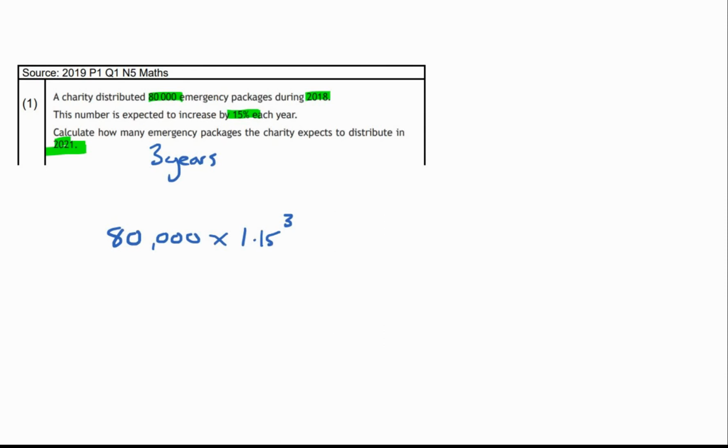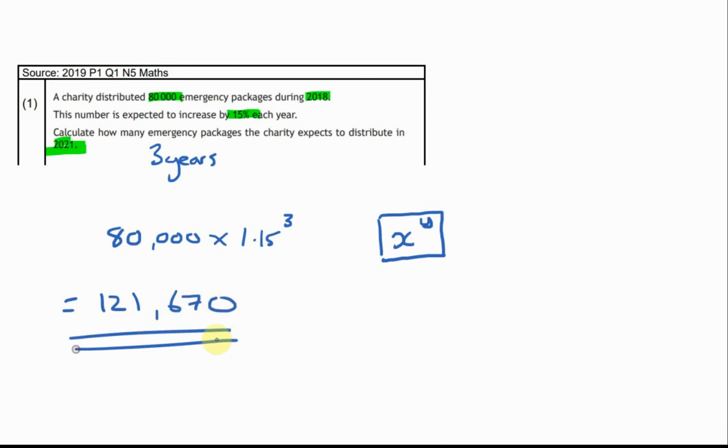On your calculator, if you want to do that, you would type in 80,000 multiplied by 1.15, and then hit the x to the power of y button. It's a button that looks a bit like this. Okay, that's your power of button. So 80,000 times 1.15, x to the power of y, and 3. It should look like this on your calculator, and that should give you 121,970. Very straightforward. All you're looking for is your decimal multiplier and which power it is. Great question to get.